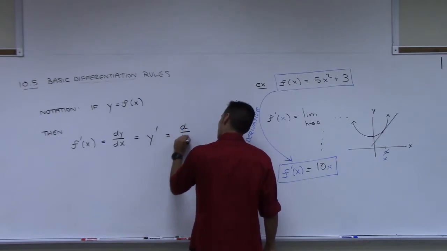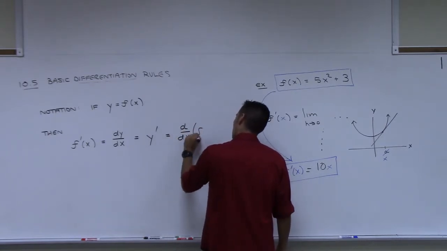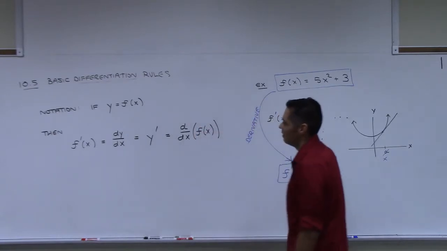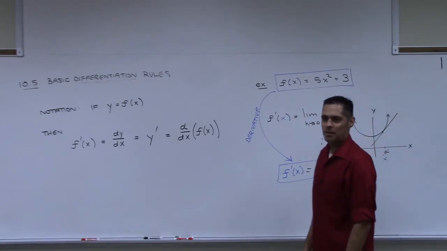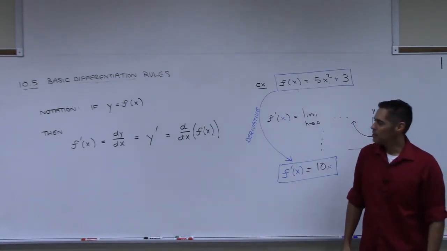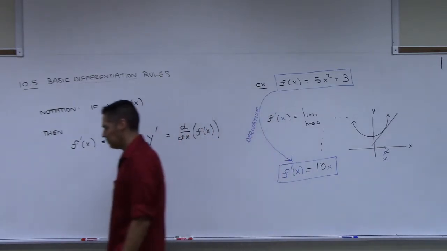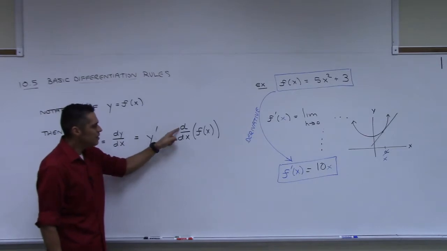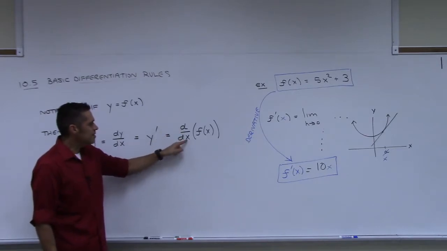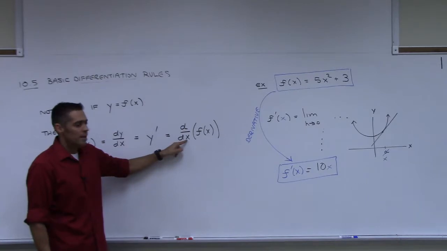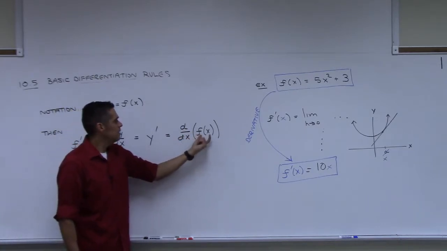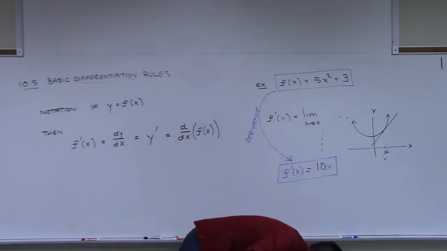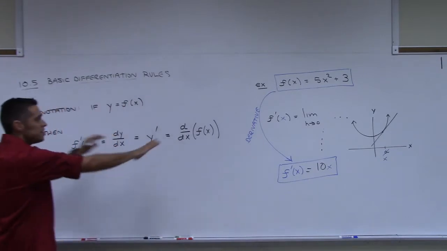d/dx of f of x. I know this all looks really weird, but it's probably the first time seeing it. So what this is saying is I want to take the derivative. x is my variable. And what am I taking the derivative of? Well, the function, okay? The function, f of x. All right, so these are all the same, okay?